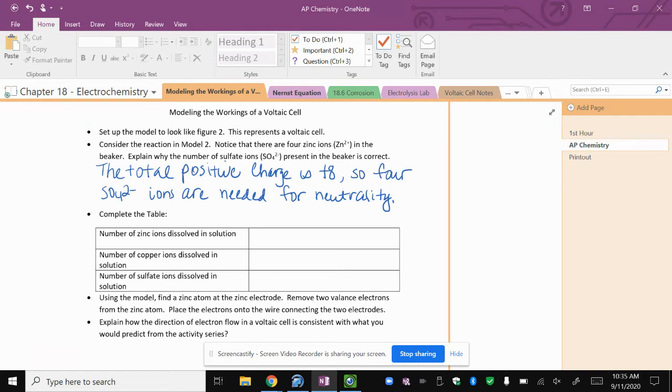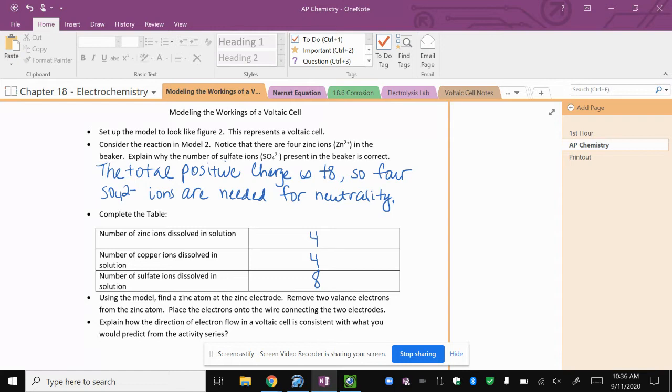Okay, so then we were to complete the table. So we already counted that there were 4 zinc ions in solution. Then you're going to go to the other half reaction, and the little blue colored shapes are copper ions. If you were looking just at the solution, not the electrode piece, you would see that there are 4 copper ions. And then we're going to look at the total number of sulfates. So you had to count the sulfate that's in the zinc solution and the sulfate that's in the copper solution, and you see that there are 8. Okay, so we completed that part of the table.